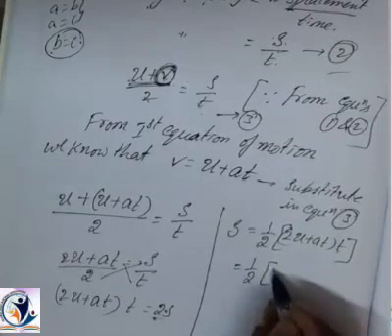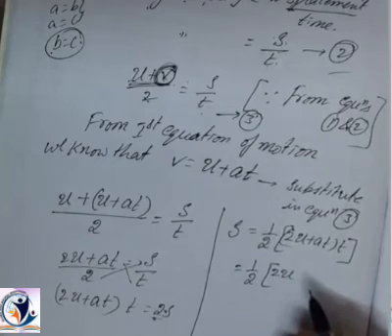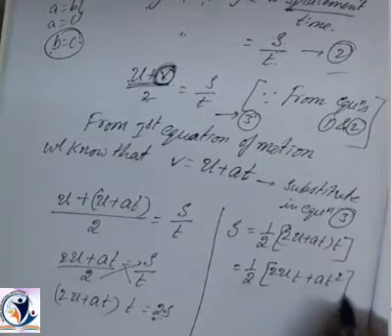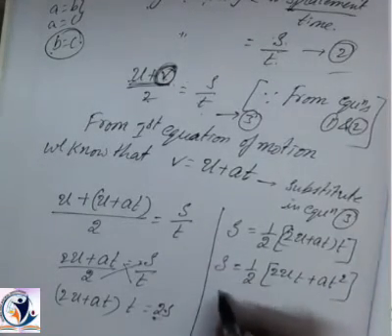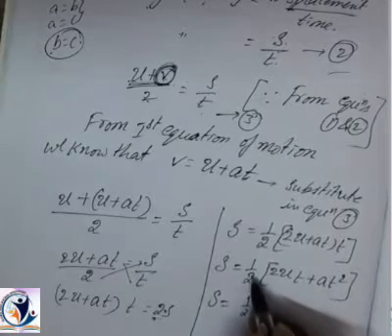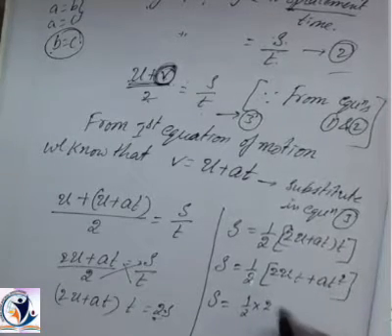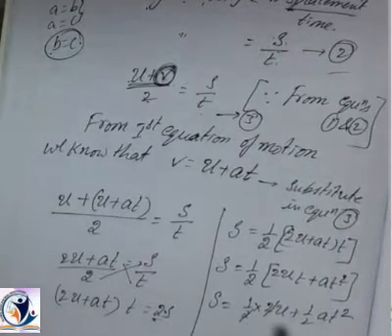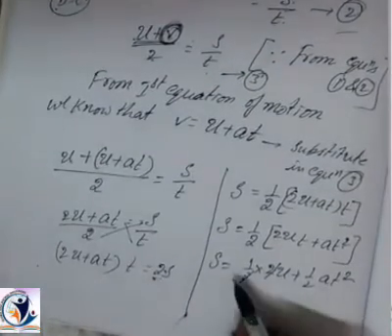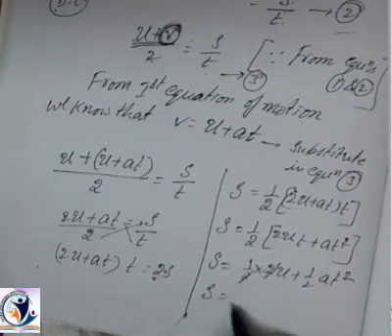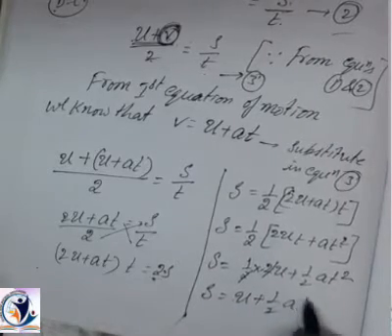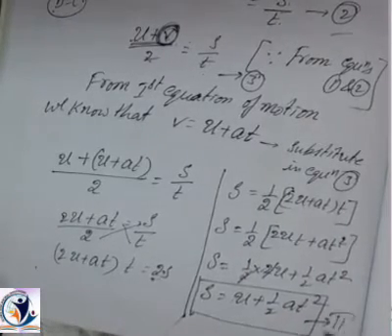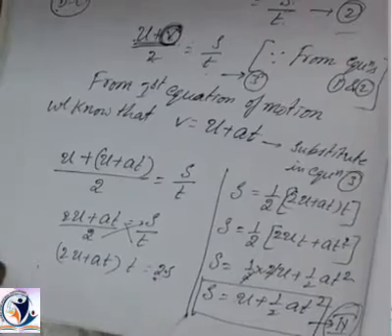Half, this is 2ut plus at square. Now this is the value of s, right? So I am just multiplying this half to everything. Half into 2ut plus half into at square. Now I will get cancellation, 1 by 2 into 2. Now s is equal to, finally I got, ut plus half at square. This is my second equation of motion.